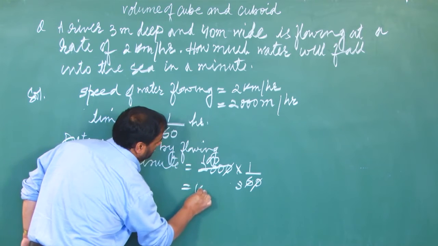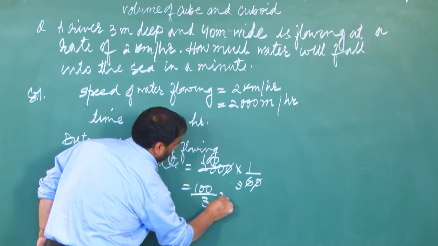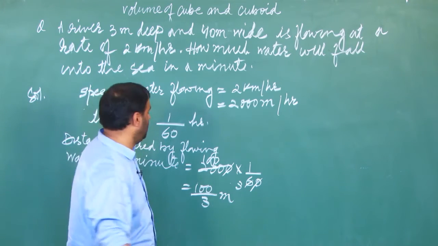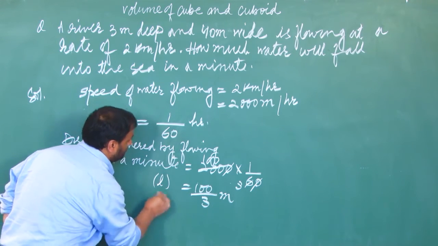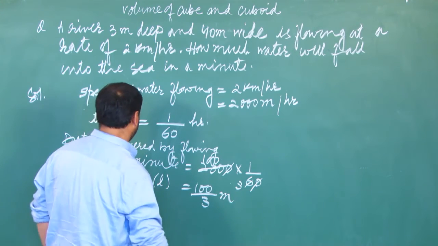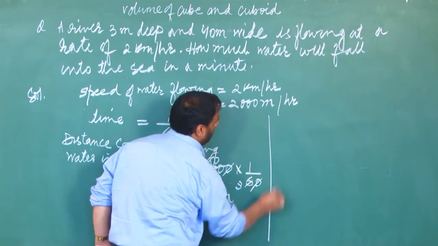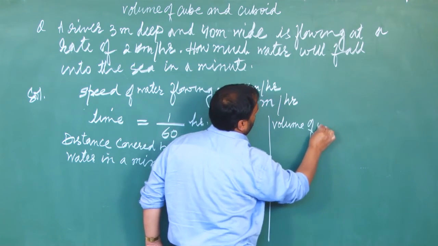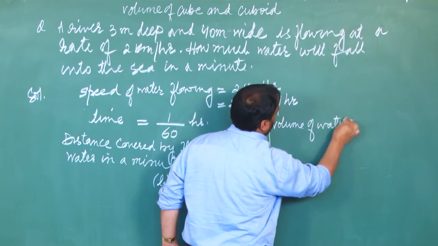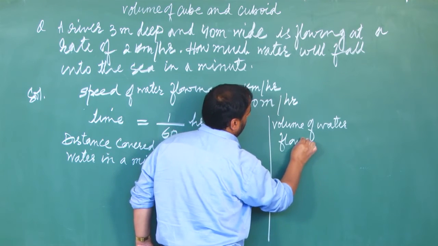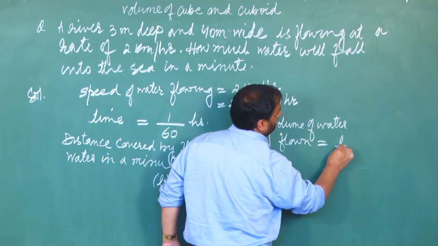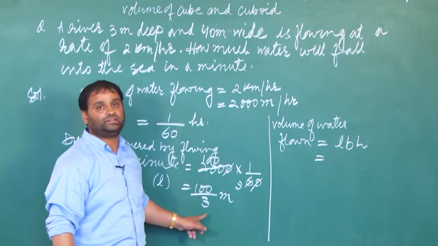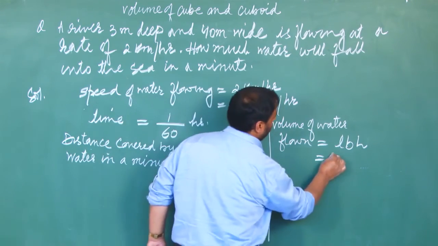It's 100 by 3 meters. Take this distance covered by flowing water in a minute as the length of an imaginary cuboid so formed. Now, what will be the volume? Volume of water flown is equal to the product of its length, breadth and height. Length we take as 100 by 3 meters.